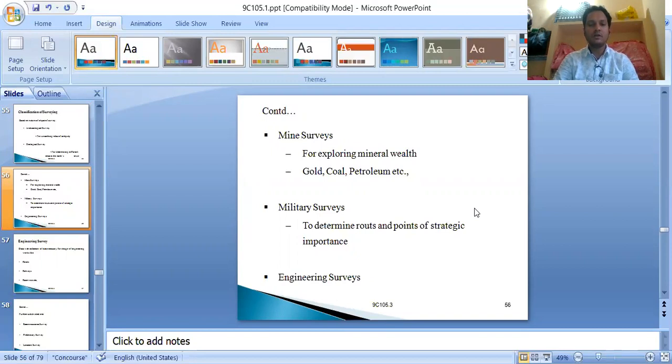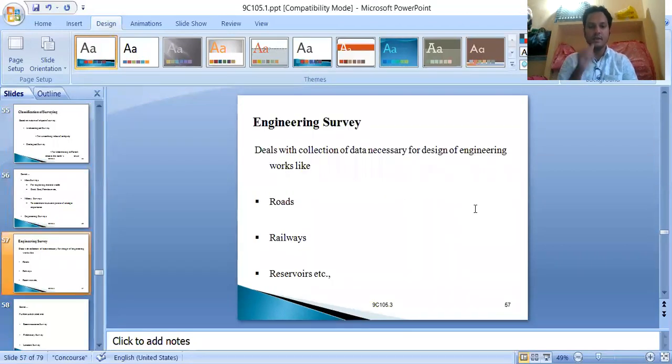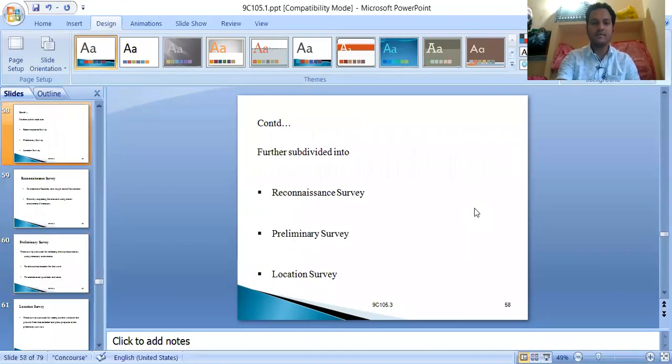So we have to find different locations of minerals where they can be available. And we have military surveys. These surveys are useful for finding the routes and points of strategic importance. And we have engineering surveys. It deals with the collection of data necessary for designing of engineering works like roads, railways, reservoirs, etc.